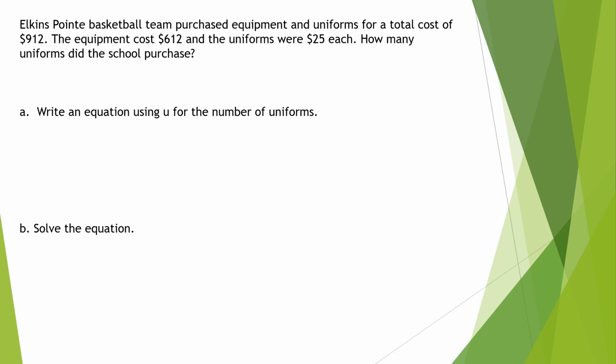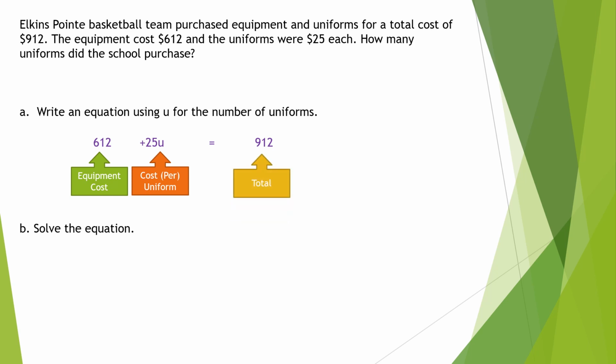Elkins Point basketball team purchased equipment and uniforms for a total cost of $912. The equipment cost $612 and the uniforms were $25 each. How many uniforms did they purchase? So we're going to write an equation for U, the number of uniforms, and we're going to start by saying 612, which is our equipment cost, plus 25 times U, which is the cost of the uniforms, equals the total they spent, which was $912.